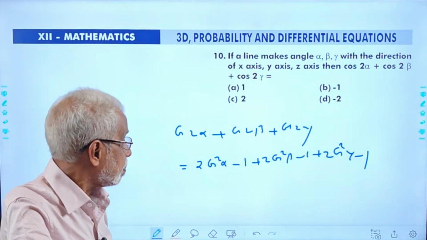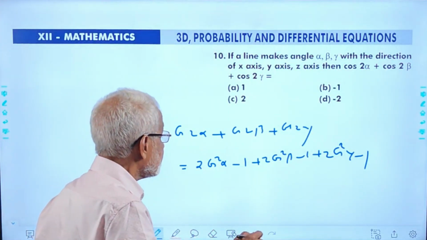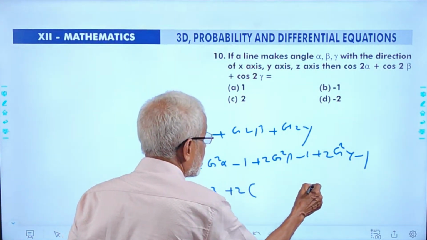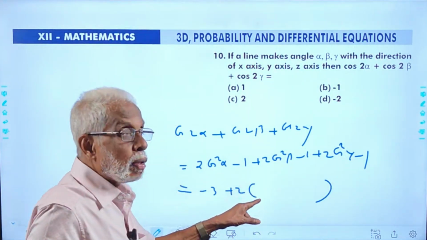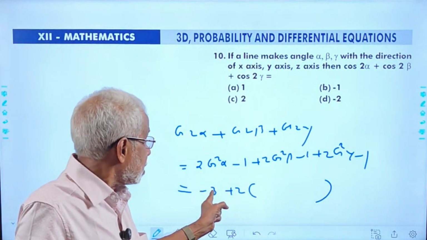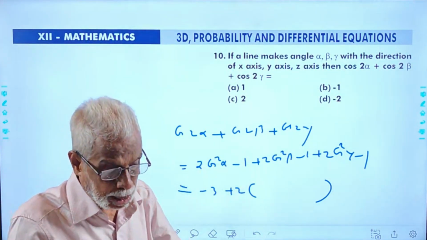Then we get minus 3 plus 2 into cos square alpha plus cos square beta plus cos square gamma. You know cos square alpha plus cos square beta plus cos square gamma is 1. Therefore, minus 3 plus 2, which gives minus 1.